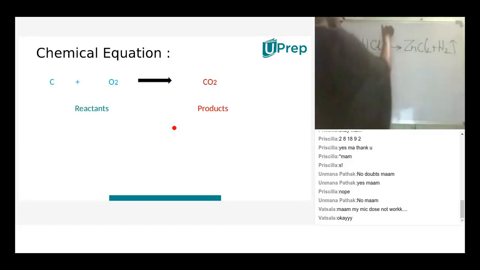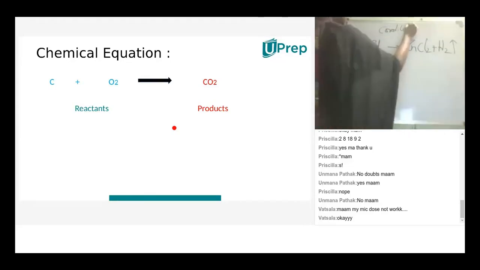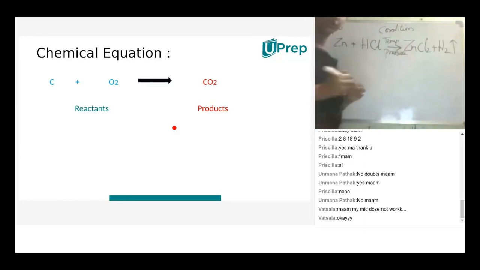Above the arrow mark we can write the conditions, conditions like temperature and pressure, above the arrow mark.